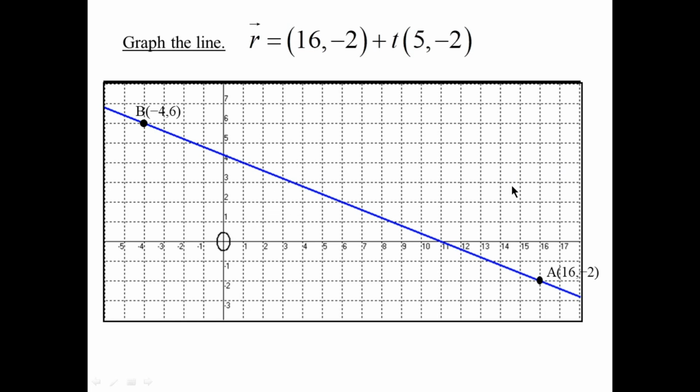Now we can use this vector equation to get to any point on this line. Here, I'm just going to demonstrate this. I can see this point (6, 2). How could we use this vector equation to get to this point (6, 2)?